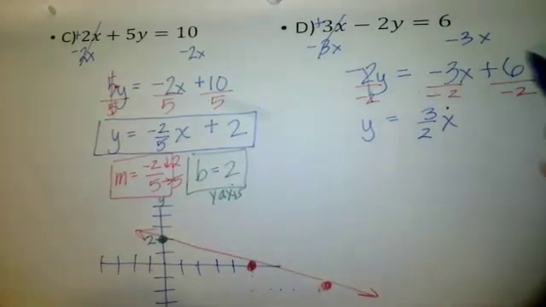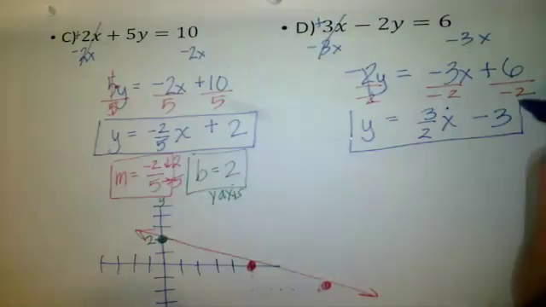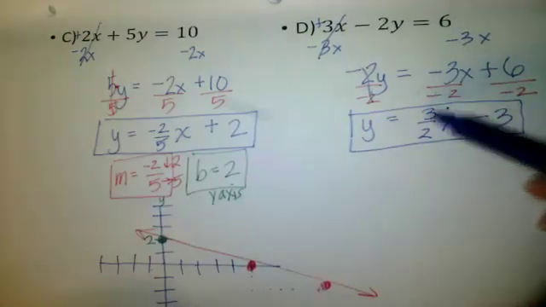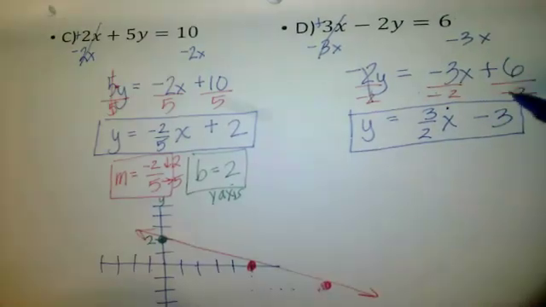And then positive 6 divided by negative 2 is what? Negative 3. Be careful of those signs. When the signs match, it's positive. When the signs are different, it's negative.